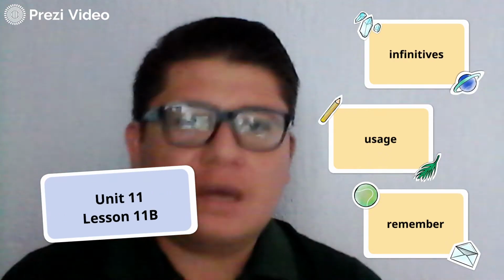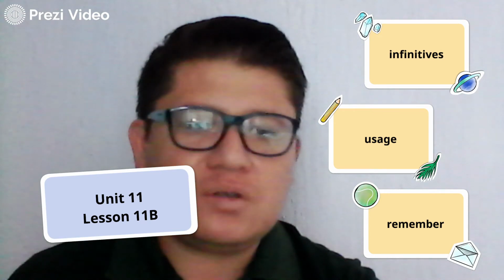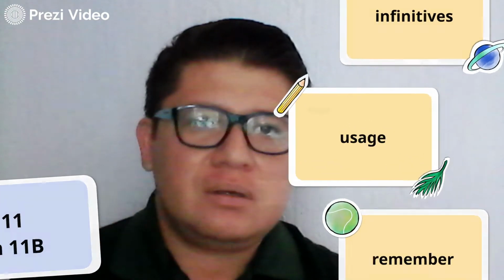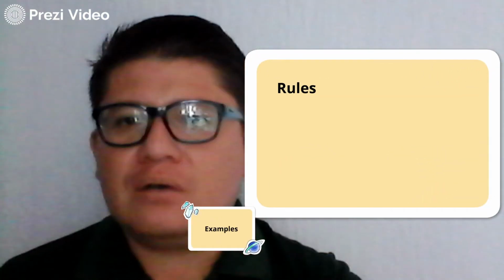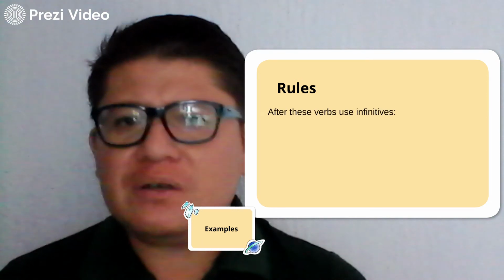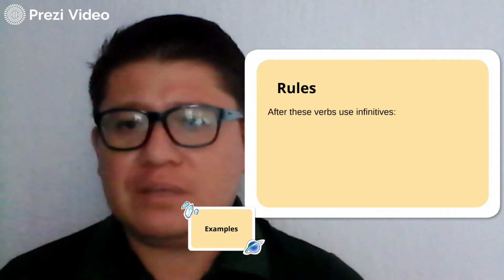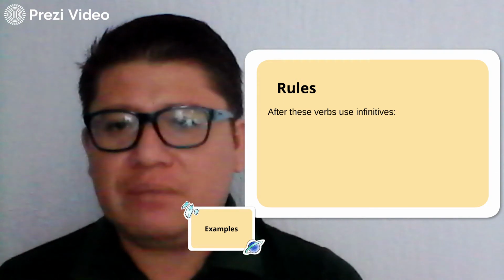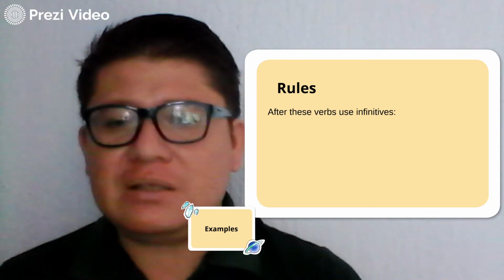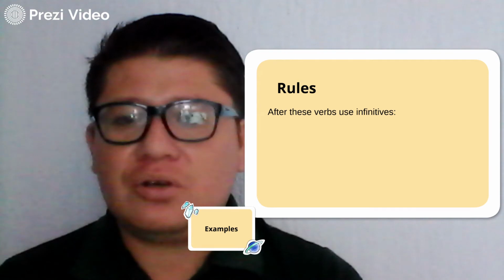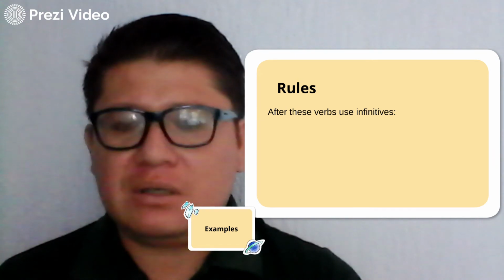Okay, another thing is the usage. How to use these kind of verbs. We need to learn some rules. For example, after these verbs, use infinitives. You already know how to form infinitives, but remember, infinitive is the second verb in a sentence. So you need a main verb. Necesitas un verbo principal.